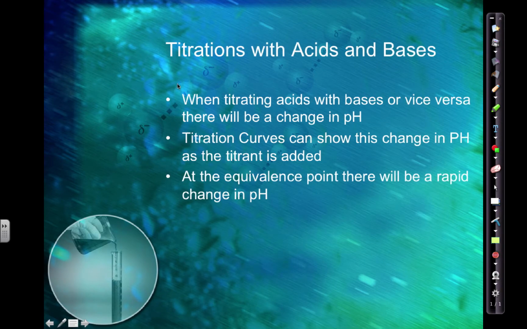So when we look at acids and bases, we use titrations a lot. When we titrate acids and bases, there's going to be a change in pH. So a titration curve can actually show this pH as your titrant is added. And at the equivalence point, there's a rapid change in pH. So basically, as you add a little bit of your acid or your base, there's only a slight change in pH until the equivalence point or the end point, when you have moles of titrant equal to the moles of the titrate.